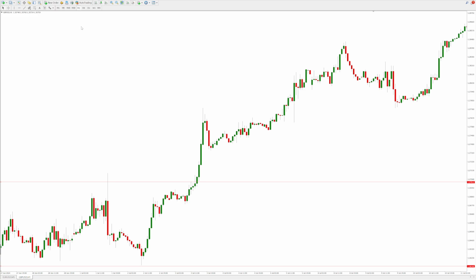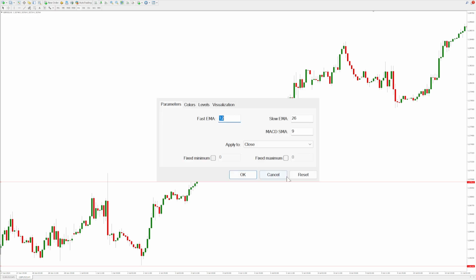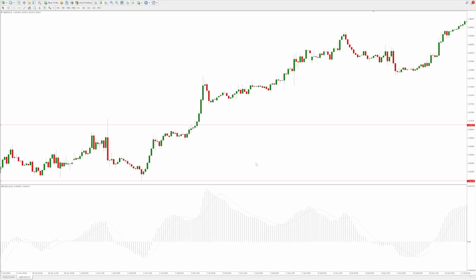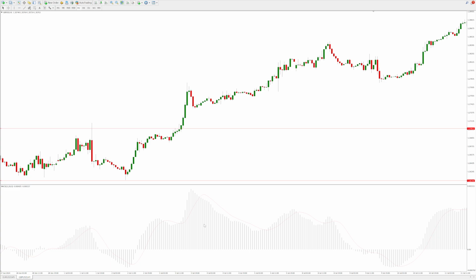Just as an example, let's put, what indicator should we put on here? Let's put the MACD on there. Okay, so the MACD, basically when it's above 0, we're seeing an uptrend, and above the signal line. Crossover below the signal line or 0, downtrend.